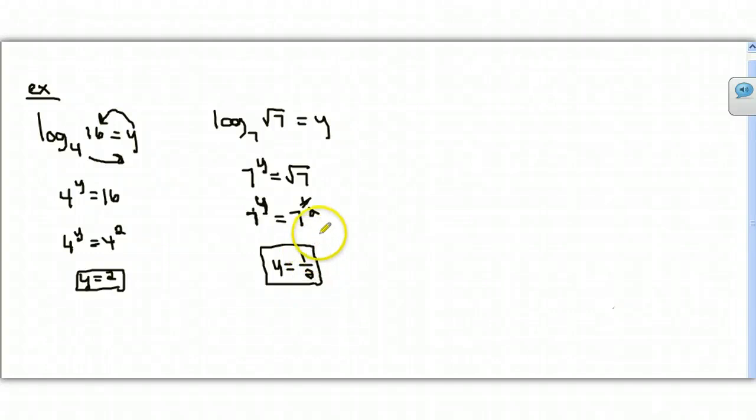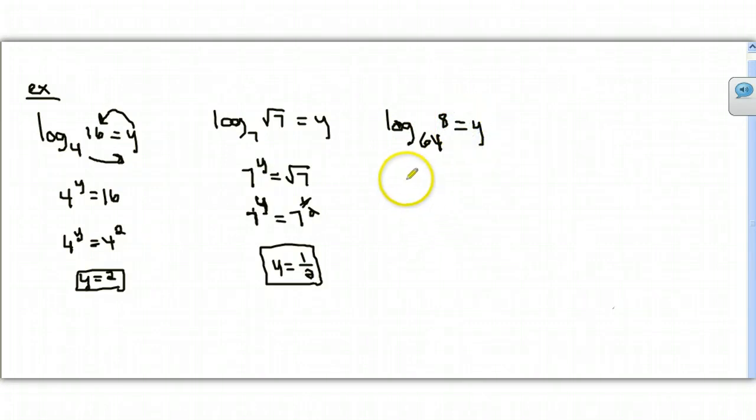You got to try to manipulate it to what you want it to look like. So the next one, we got log, and then it has a base of 64, and it's 8. So log base 64 of 8. So what's the first step? Set it equal to y. And after that, what do you do? 64 to the power of y equal to 8.